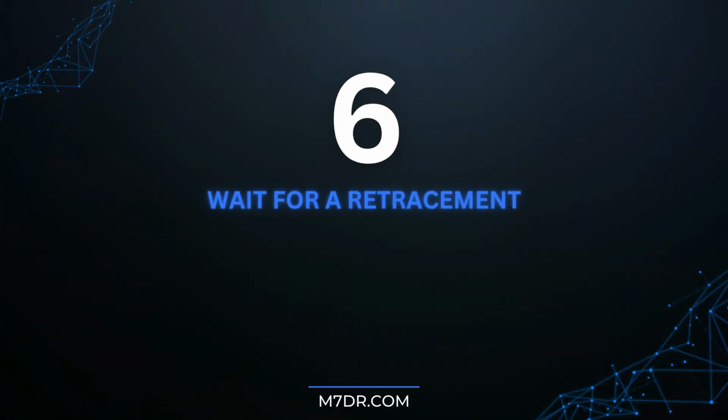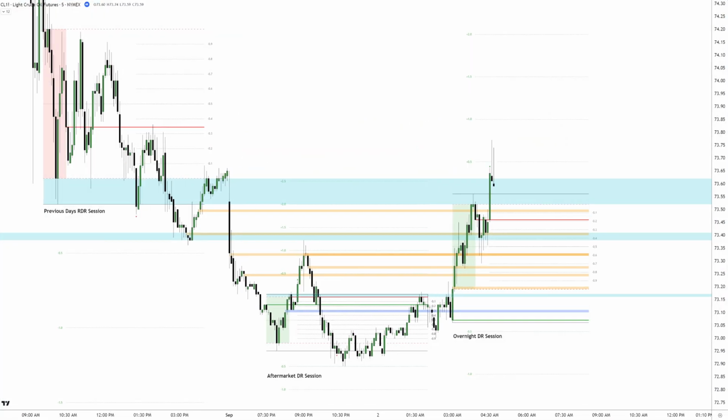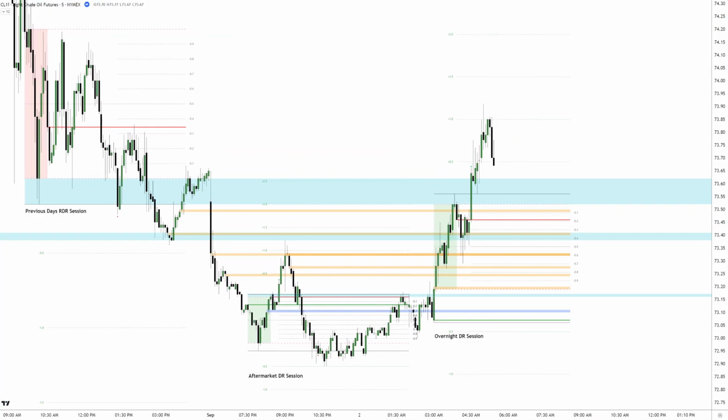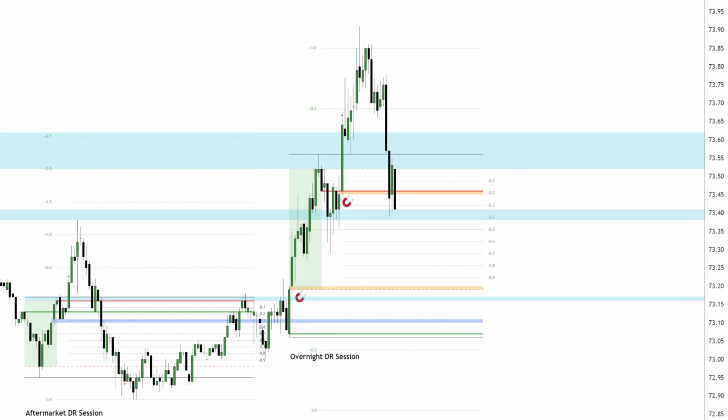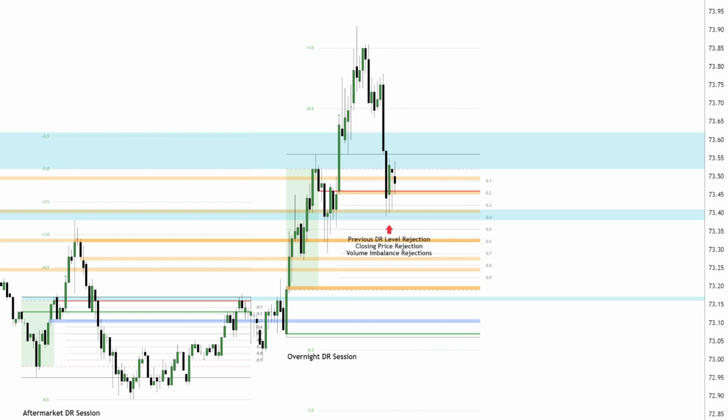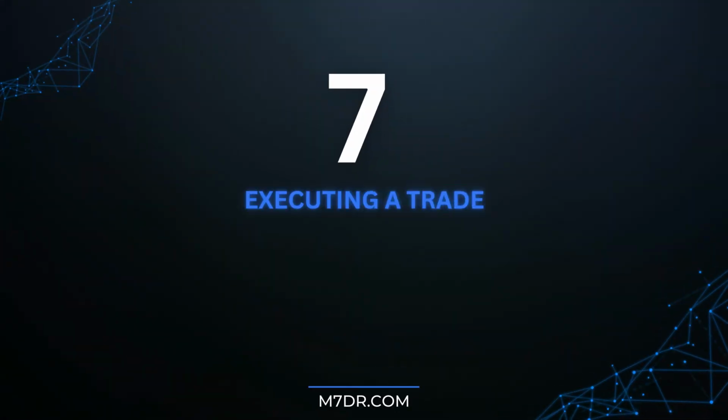Step 6. Wait for a retracement into the defining range. Step 6 is to wait for a retracement into high probability areas with clear rejections inside the defining range. In this session, price reaches the 1 standard deviation level, but 2 open volume imbalances within the range hint at a potential retracement back. Price retraces, rebalances the upper open volume imbalance, rejects the previous DR session level closing price, and whips. And this is where we come to the final step, executing a trade.